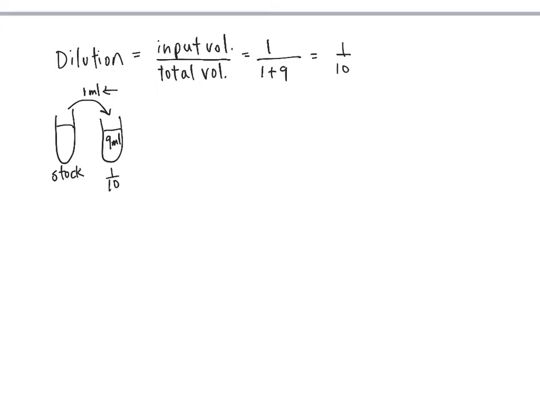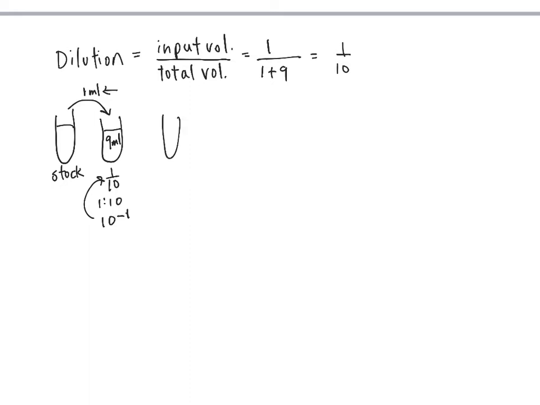Sometimes we write that as a fraction. You can write it as a ratio. We could also write that as 10 to the negative 1. That just means all the same thing. That means the inverse of 10, basically. So that's the easiest way to make a 1 to 10 ratio. Of course, the biggest mistake is to take out 1 mL and put it in 10 mL. No, that would be a 1 to 11 dilution.